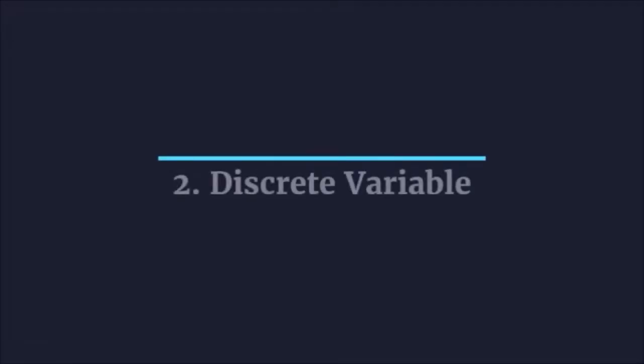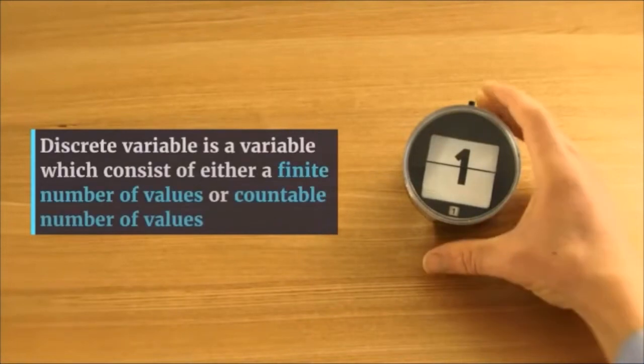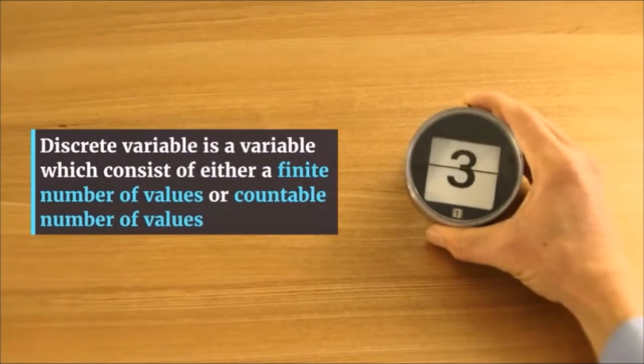Second, under the mathematical classification is the discrete variable. It is a variable which consists of either a finite number of values or countable number of values. Examples of this are the gender, either male or female, college courses, different Olympic games, etc.